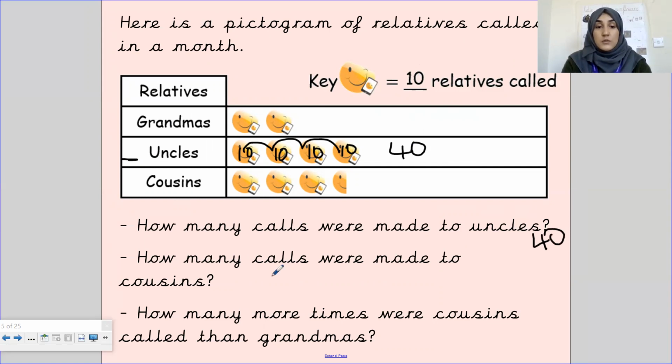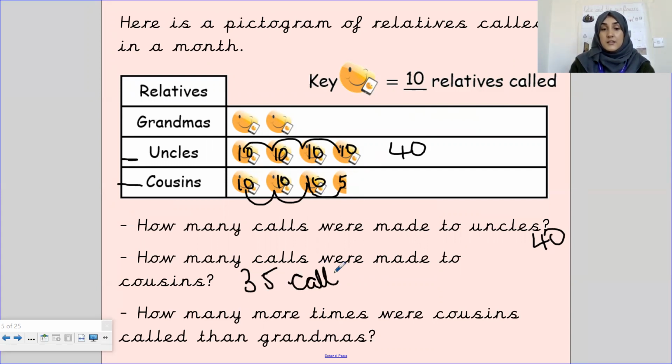Now, how many calls were made to cousins? Now, let's find cousins. Here are cousins. We've got that's 10, that's another 10, that's another 10. Oh, I've got half of a smiley face. Now, if 1 whole smiley face is 10, half of a smiley face would be 5. Well done. So that's 10, 20, 30. 30 add 5 is 35. So 35 calls were made to cousins.